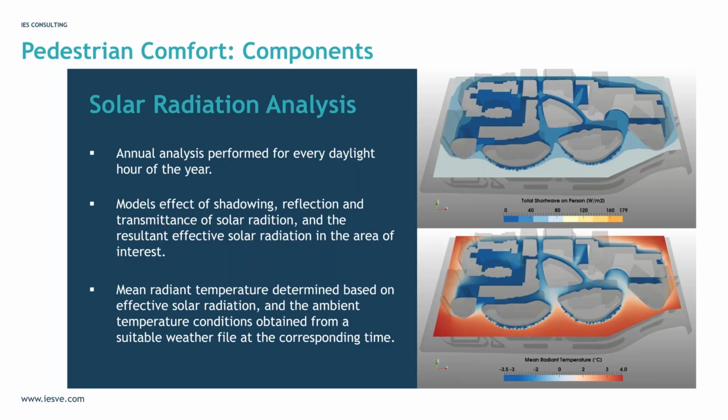So it will take into account things like the reflectivity of any walls, the transmittance of any translucent shading devices, and so on. So it's a fairly comprehensive analysis, and it will determine the mean radiant temperature at every point in the area of interest.